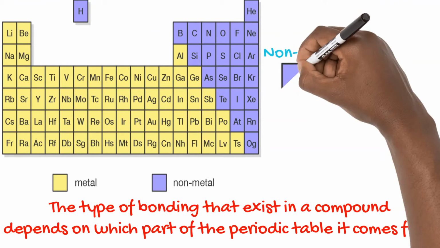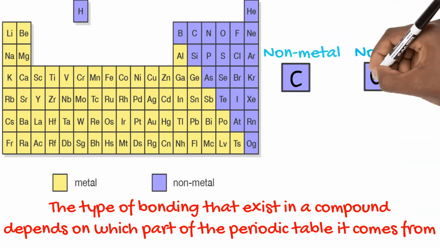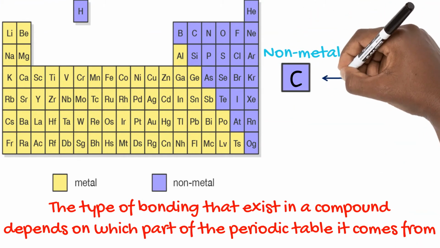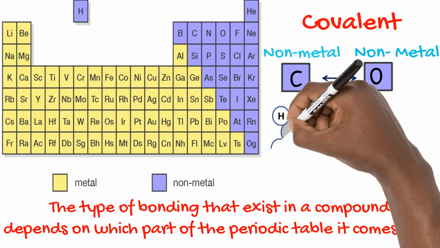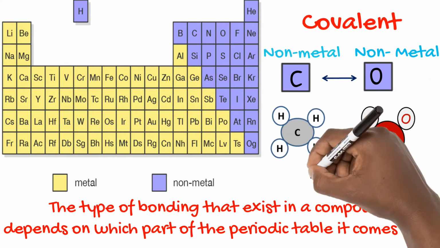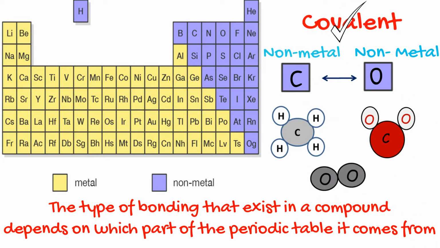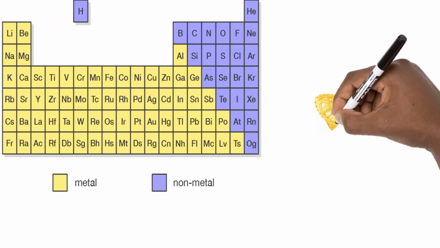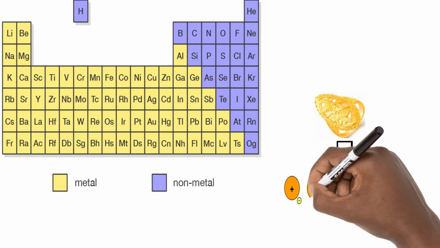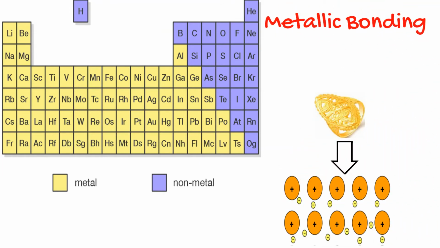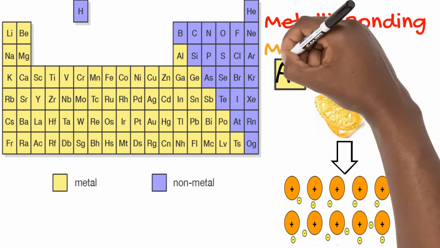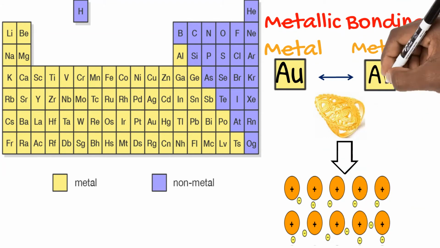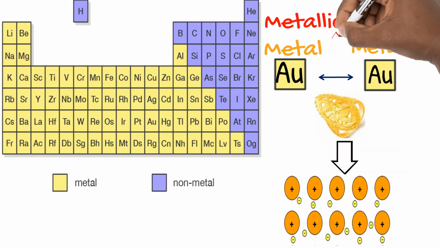But where a nonmetal like carbon and another nonmetal like oxygen are involved in a compound, the two atoms are held together by covalent bonding. So the bond between two or more nonmetals, like in this example, is called covalent bonding, and the compounds are called covalent compounds. Finally, the atoms in this gold ring are held together by a type of bond called metallic bonding. So the force of attraction between a metal like a gold atom and another metal like another gold atom is called metallic bonding.